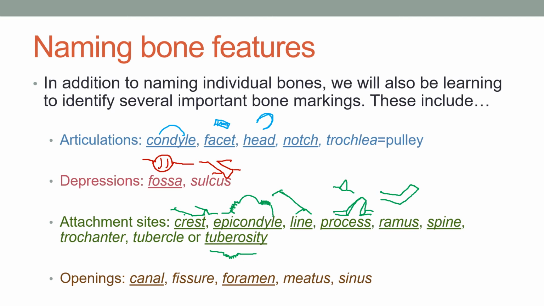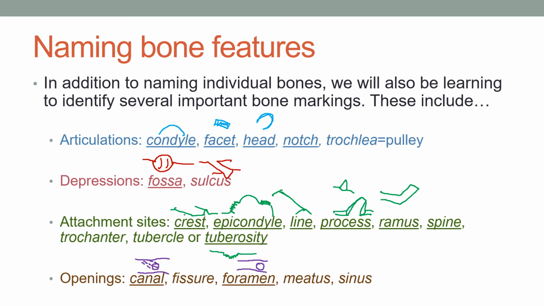Finally, there are openings in the bone. A canal is where you have a bone that's going along minding its own business, and there's a hole that just goes deep into the bone here. A foramen is where you have a much flatter part of the bone, and it just happens to have a hole that goes all the way through it.